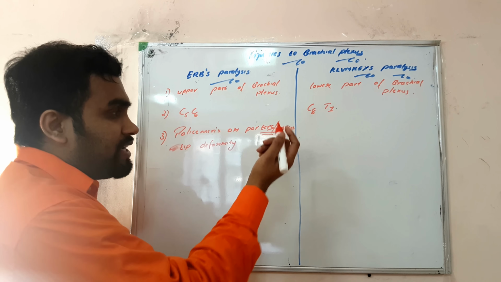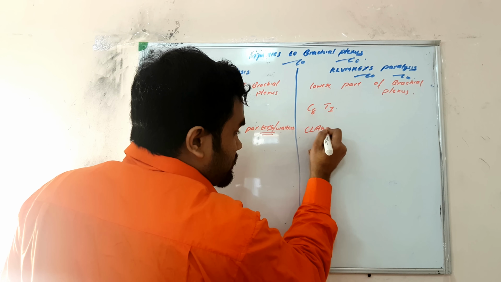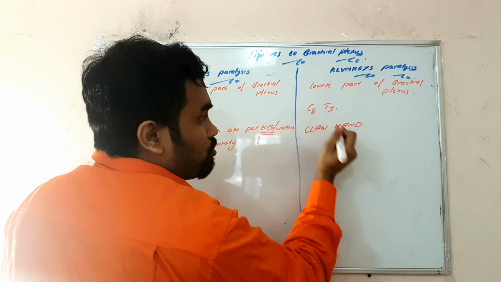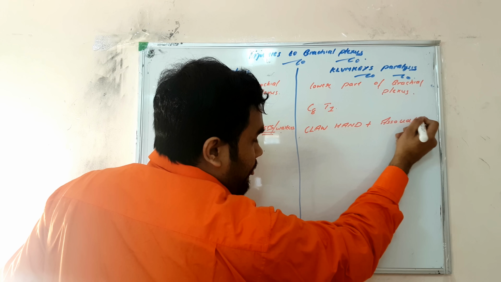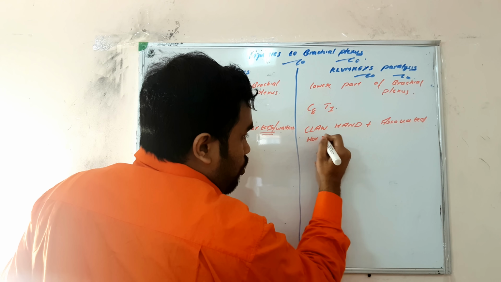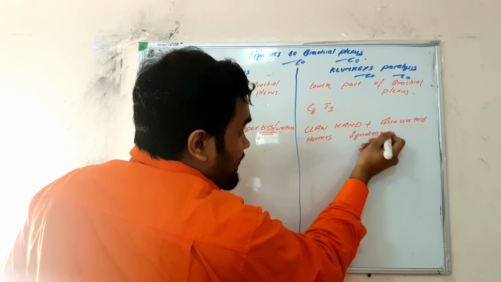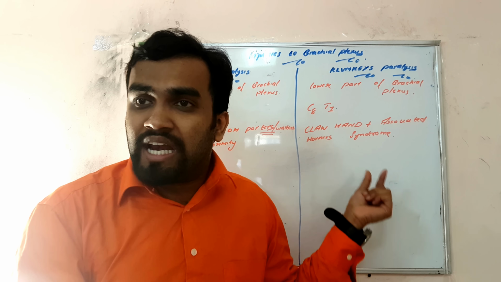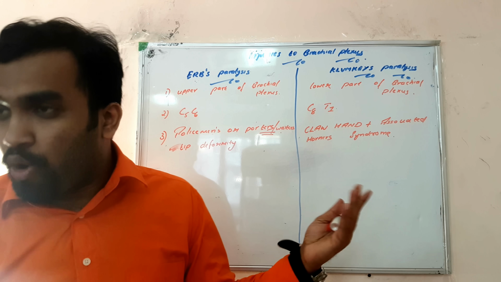In the same manner, in Klumpke's paralysis, the hand will be like a claw hand because the injury is to the ulnar nerve. C8, T1 is the root value of the ulnar nerve, plus associated Horner syndrome. See why there is Horner syndrome? Because in Klumpke's paralysis, the sympathetic chain, which is more related to the brachial plexus, is also getting damaged. So we have Horner syndrome also.